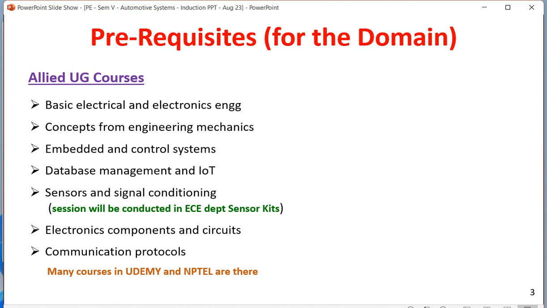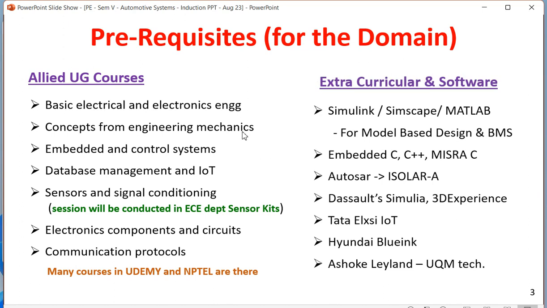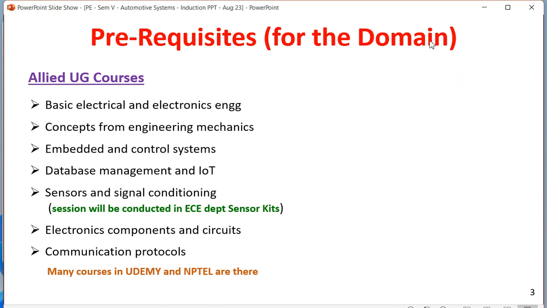So let us see what all courses you have completed till the 4th semester of EC engineering, which all subjects you are going to use in this course. First is basic electrical and electronics engineering, second is the concept of engineering mechanics, third is embedded and control system, which we have studied in semester number 4. Embedded and control system will very heavily be used in any automotive system.